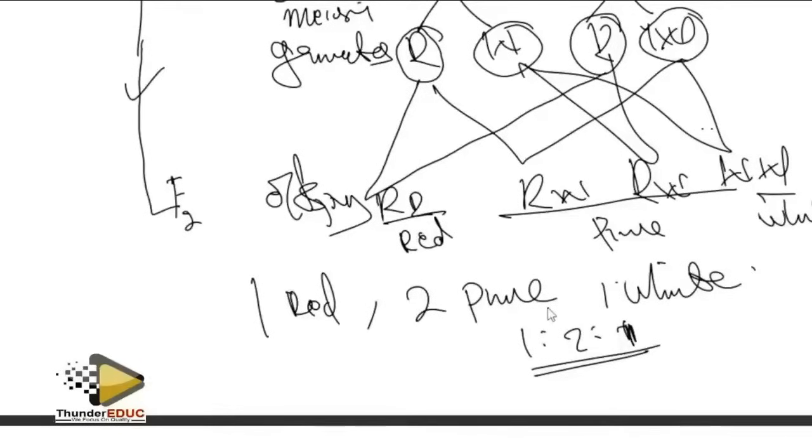If they ask you how many were red, or what is the percentage of individual plants which were red, then you have to say it's 1 out of the total. The total is 4, times 100. Then you give us the answer as 25%. Please don't forget that. All right.